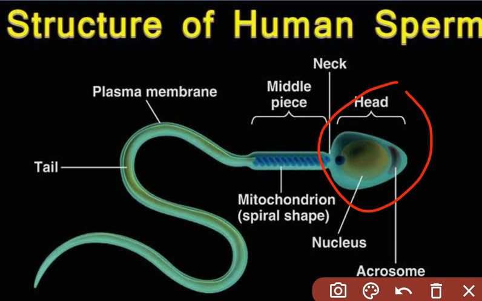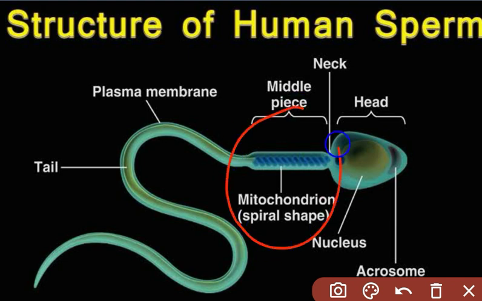The tip of the sperm head is called the acrosome. If you look at the tip of the head, this is the tip of the head and this is known as the acrosome. The acrosome of a sperm cell is derived from Golgi bodies. Then the middle piece contains the mitochondria which supply the energy to move the tail. And this is the structure of the human sperm.